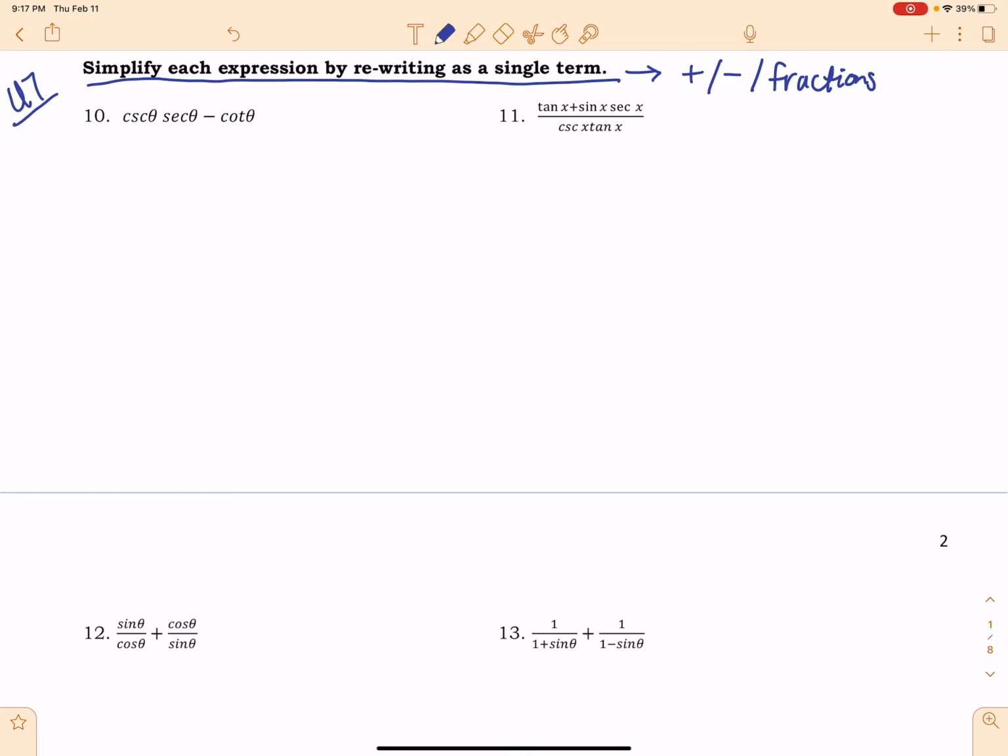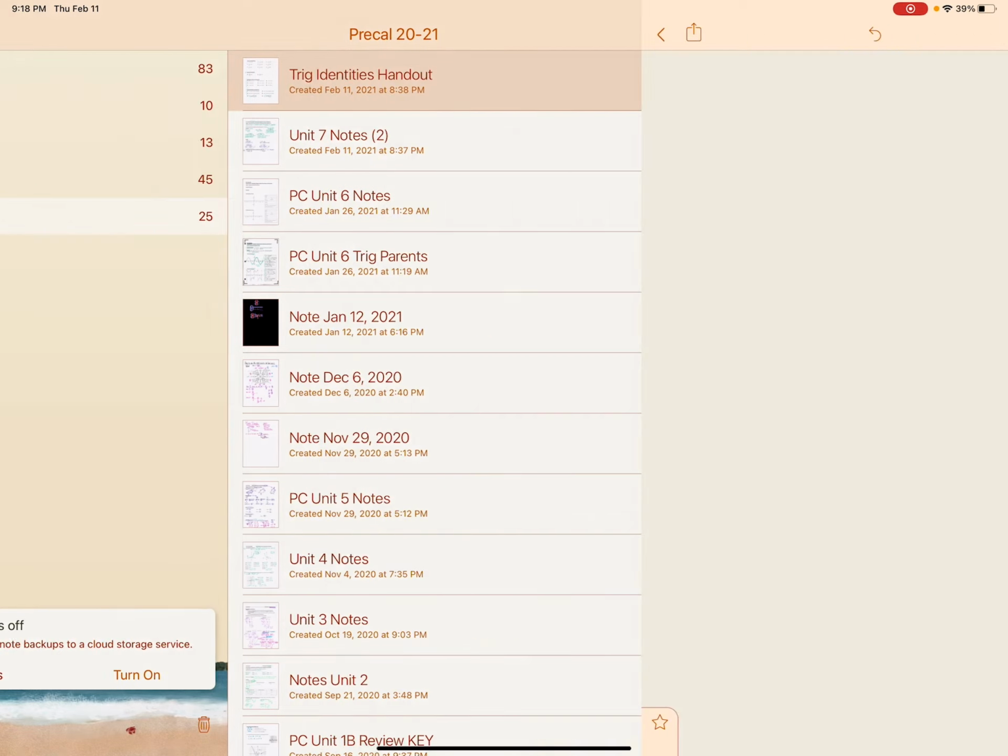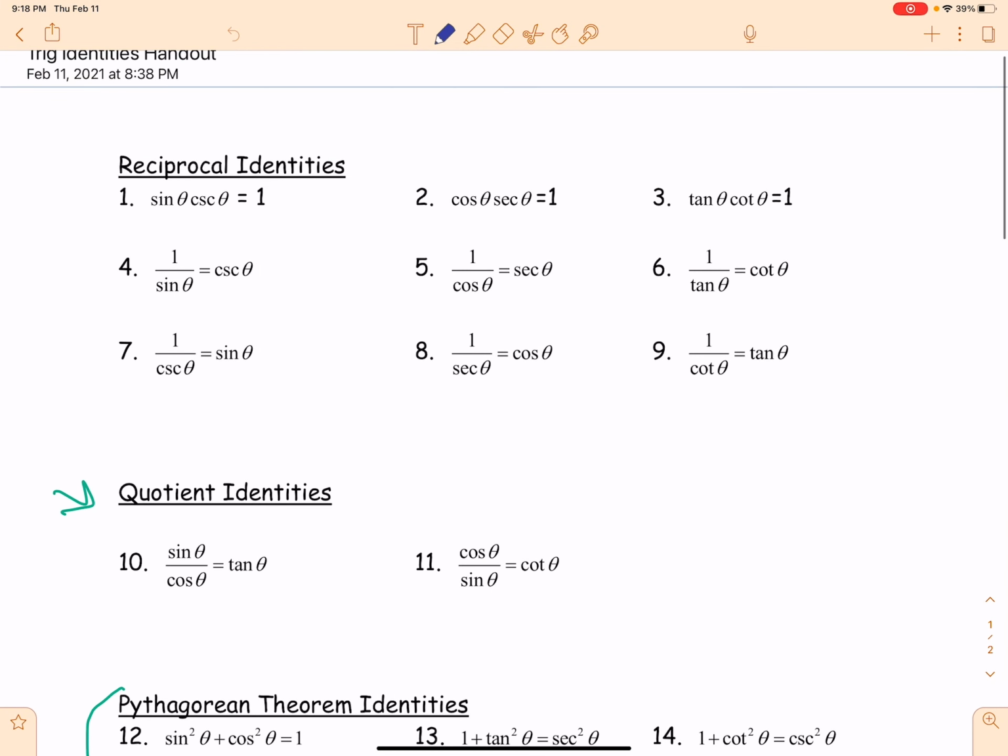So let's look at number 10. We have cosecant theta, secant theta, and cotangent theta. So we don't have any fractions, so we don't have to worry about combining those in an awkward way using our lowest common denominator or anything like that. But we do need to change these into workable values. So right now I've got three different things going on: cosecant, secant, and cotangent. But each of these things can be written in terms of sine or cosine. So let's look at our identities page, and we can figure out how to reframe these expressions.